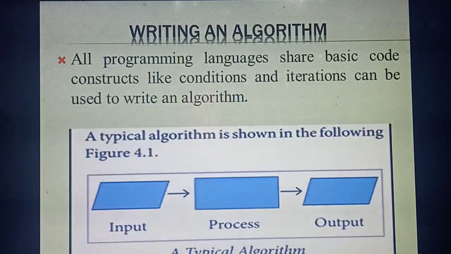What are the inputs you are giving? For example, if you are going to add two numbers, what is the input you are giving? Two numbers are the input for your program or algorithm. What is the processing? For example, a plus b, that's the process. What output will you get? The answer you get as the output. So each and every algorithm will have proper input, process and output.